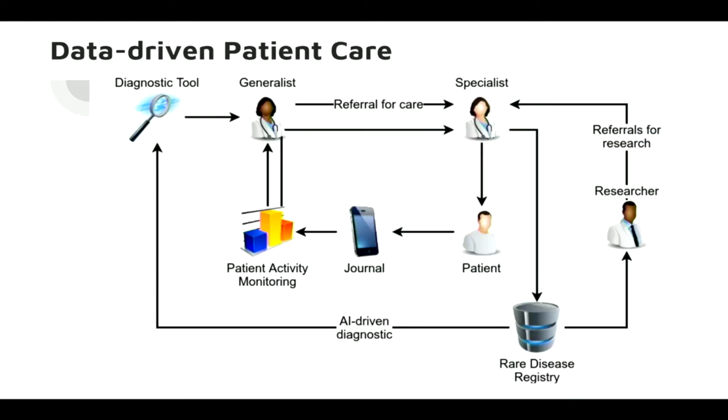Here's an illustration of the flow of communication and data between the key players in our system. The generalists are able to communicate with the specialists to refer the patients. Both doctors can access the patient's wellness data via a patient journal, and the generalist in the patient community can also manage the patient with consultation from the specialist when the patient cannot travel.